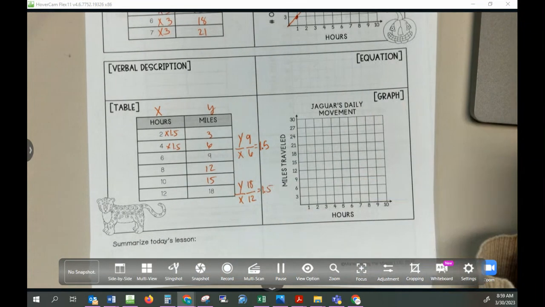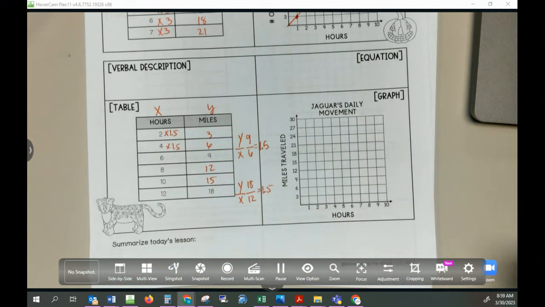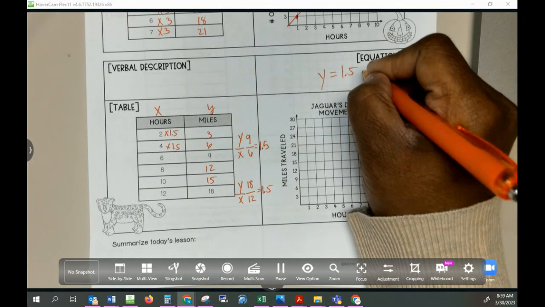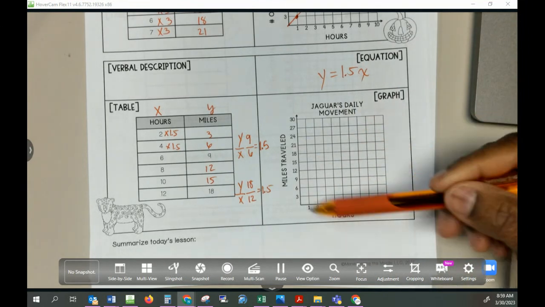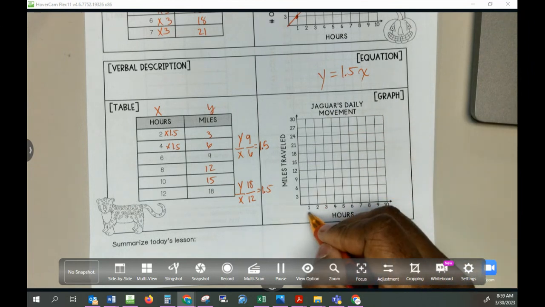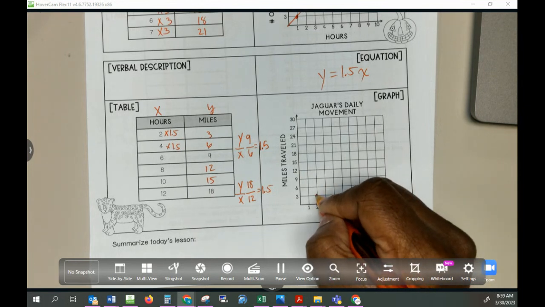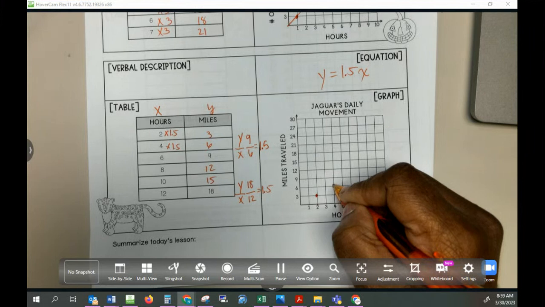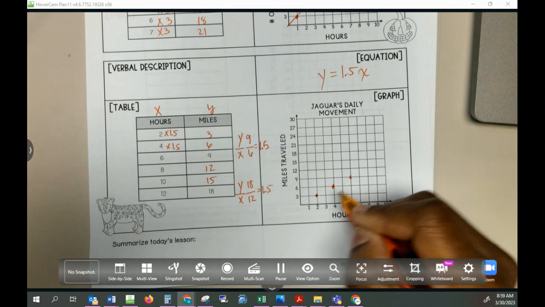So what will my equation be? Santiago, what would our equation be if our constant rate is 1.5? Thank you. y equals 1.5x. So we have our equation. So if we look here at the graph, we know that at 2 hours, he did 3. So at 2 hours, I go to 3. At 4 hours, he was at 6. At 6 hours, he was at 9.